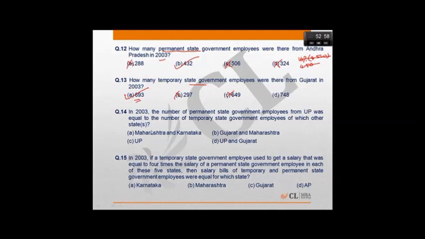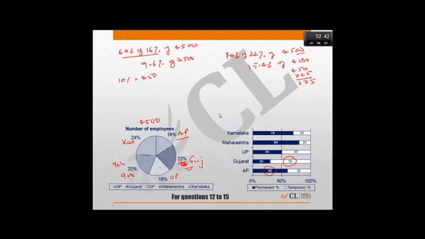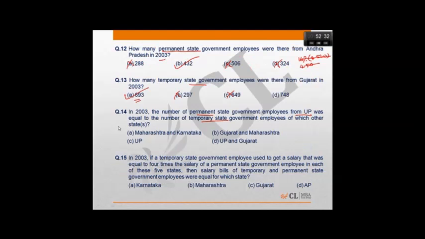Question 14. In 2003, the number of permanent state government employees from UP was equal to the number of temporary state government employees of which other state? Maharashtra, Karnataka, UP. Okay, let me see. UP itself is 50-50. So UP should be a part of my answer. So this cannot be an answer. This cannot be an answer.